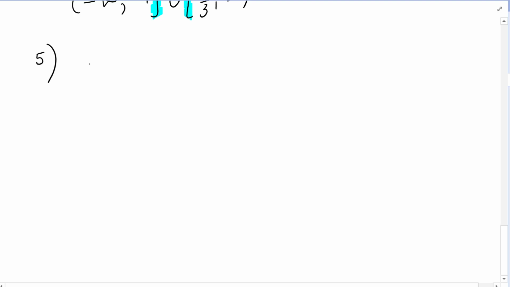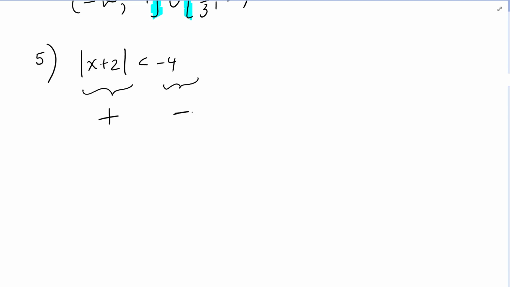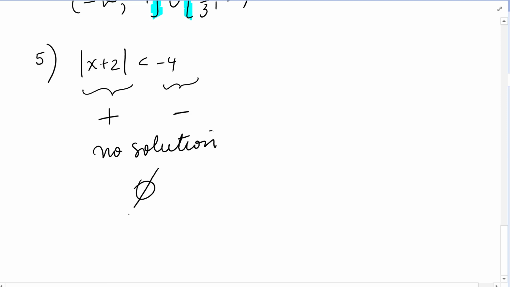How about 5, which says absolute value of x plus 2 less than negative 4. If we remember, absolute value of something is always positive. Now this negative 4 is always negative. A positive number cannot be less than a negative number. So this means no solution, because there is no number that you replace in there and apply absolute value over it and get less than a negative number.